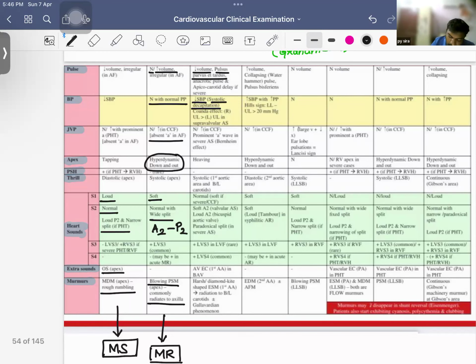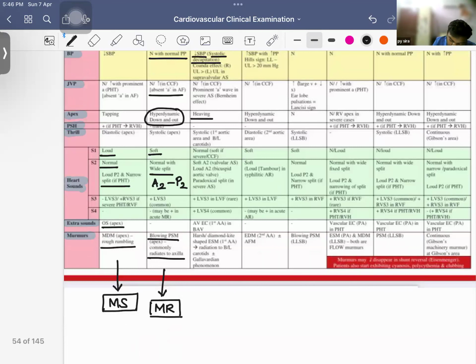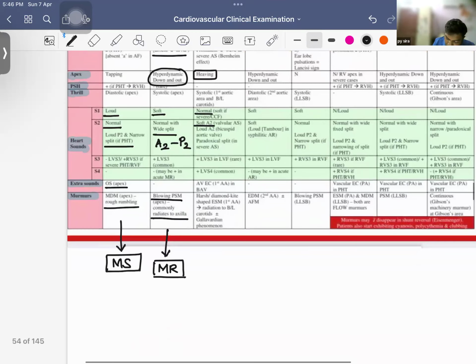Okay, so that is seen whenever there is an obstruction. Okay, the patient is going to have a heaving apical impulse. Then the patient will have a normal S1. S2 is soft, and the patient is going to have a harsh diamond shaped crescendo-decrescendo ESM in the second intercostal space, radiating to the bilateral carotids.